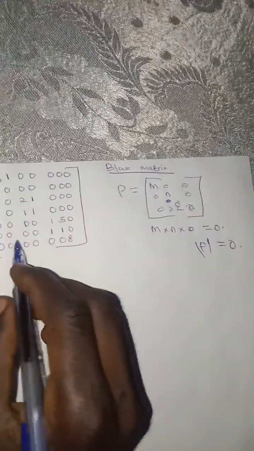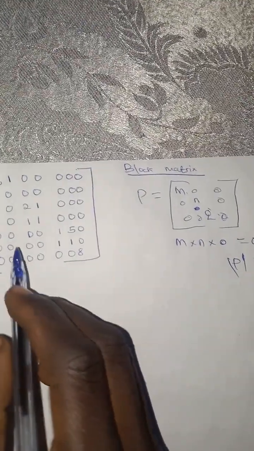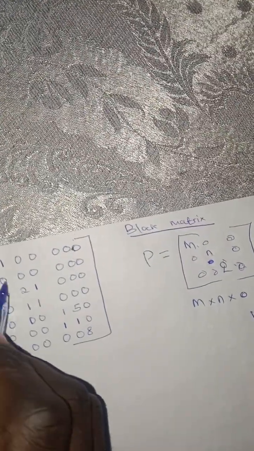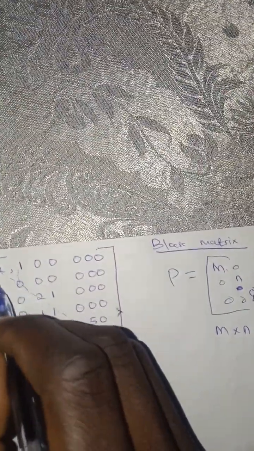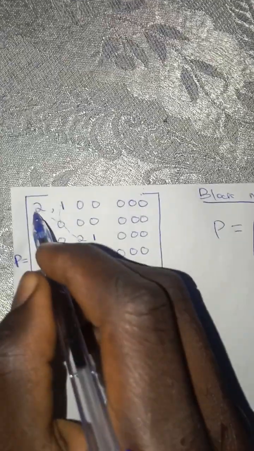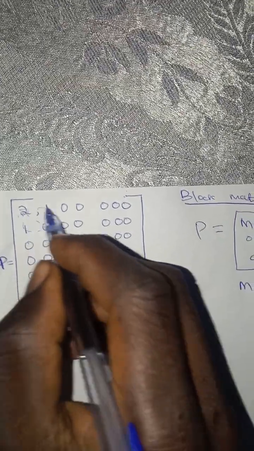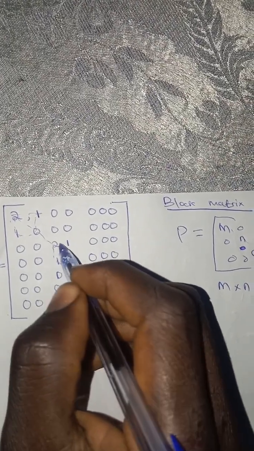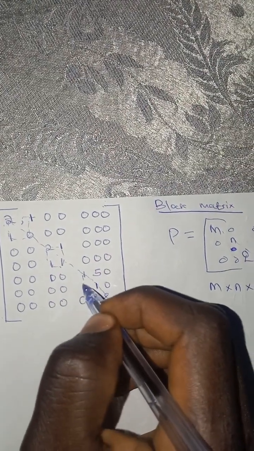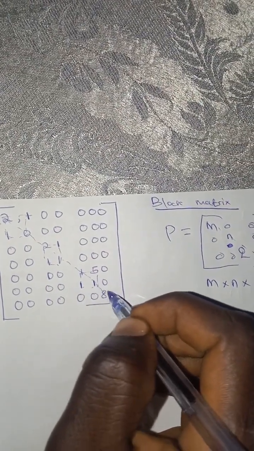Again, we have an example here where matrix P is this. Then we are going to map down the square matrices that are inside along this diagonal. Then we'll be having this one, the first one, this one. Then we'll be having this one. We'll be having this one. Then we'll be having this one, this 8.